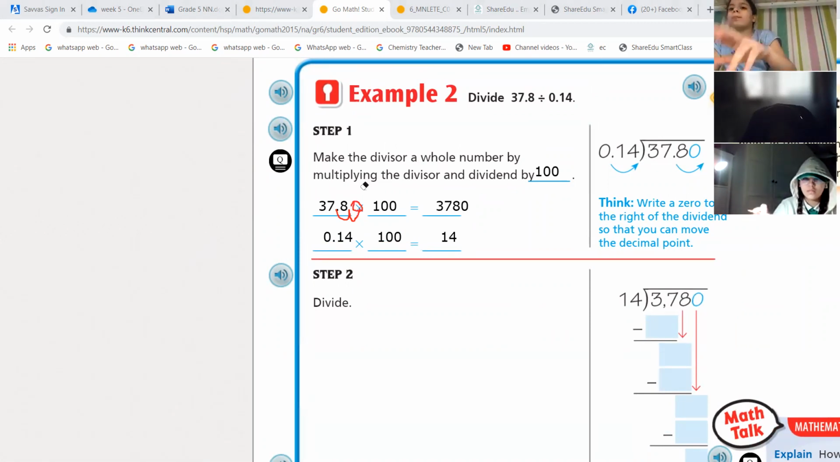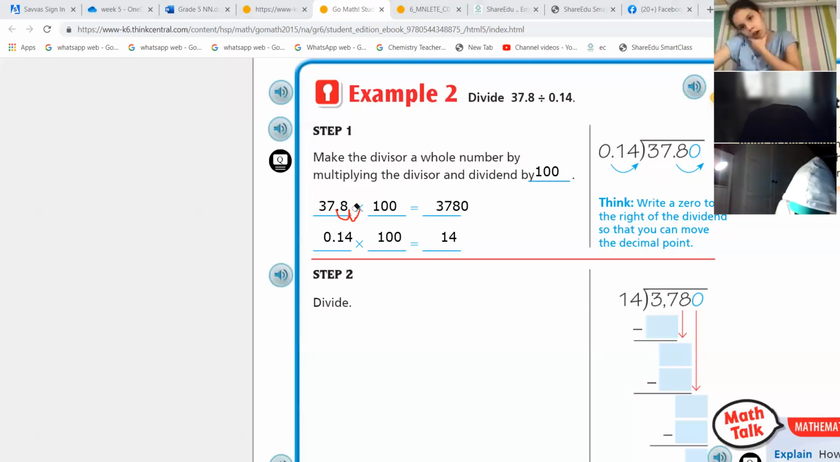Because they are both 3 digits, like the decimal. After the decimal, when you multiply with 100, it moves 2 places. And when it moves 2 places, you have to put a 0 here, because there is no number here. Suppose, Tala, if there was a number here, like this 5, then my answer would be 3785. But there is nothing here. That's why I put a 0 here.